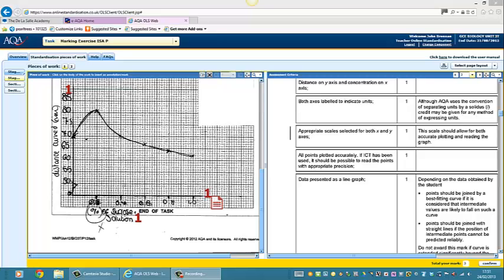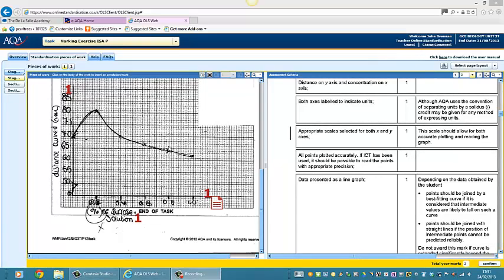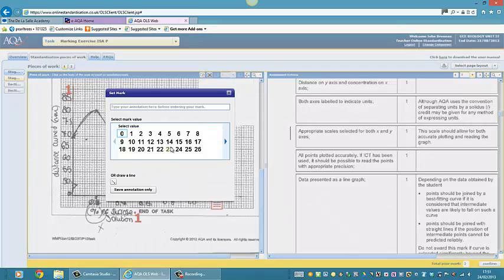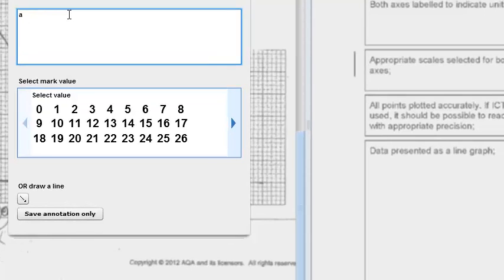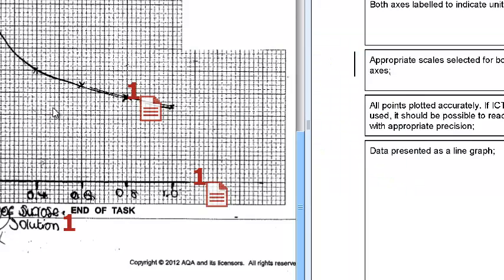I'm happy that all points have been plotted accurately, so I can award 1 mark for that. I'll type in here "accurate plotting" and award 1 mark.